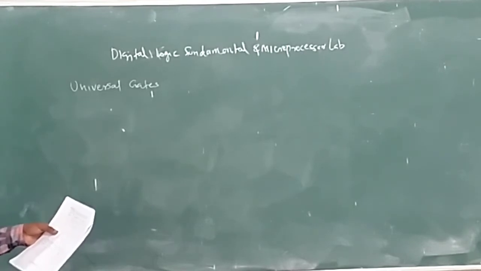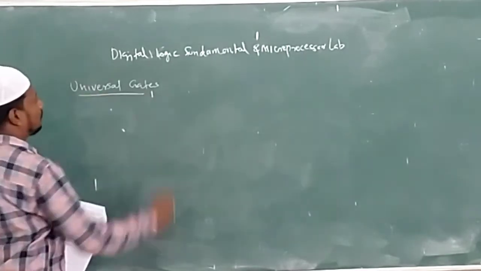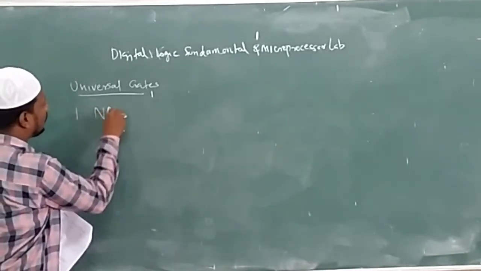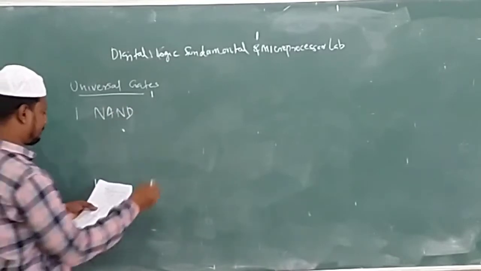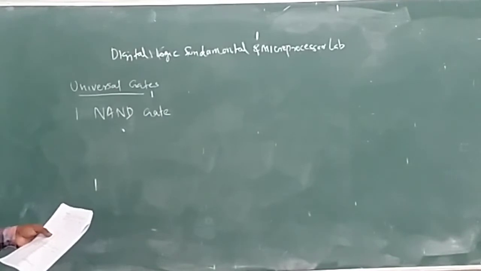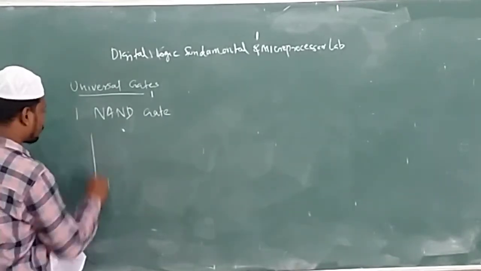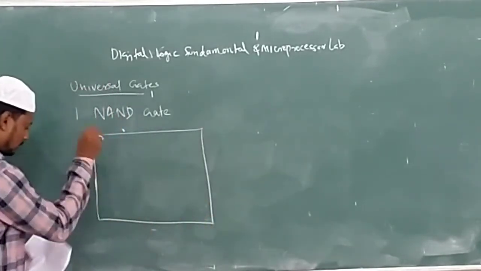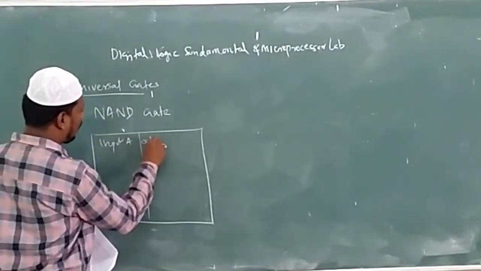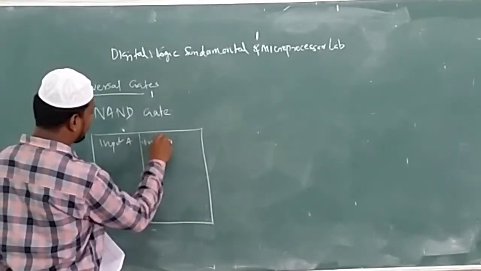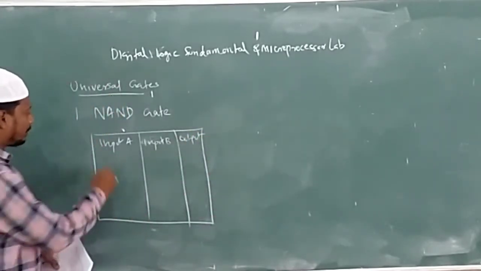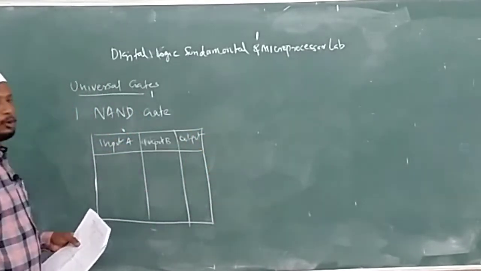We will continue with the gates, the universal gates. The first universal gate you can use is the NAND gate. I will explain the truth table. It has the same things: input value A and input value B, and then the output. You can use input A and B, and the output will be displayed.